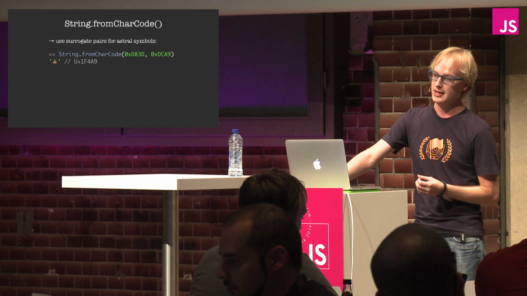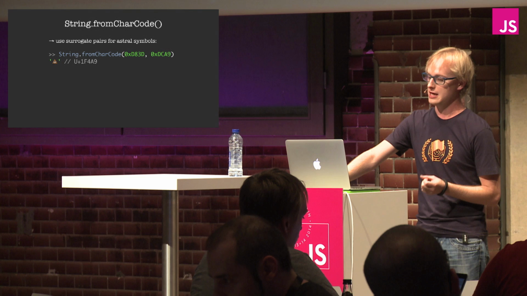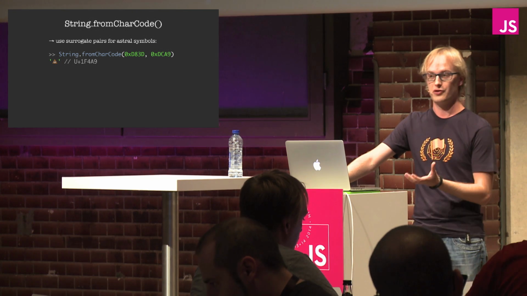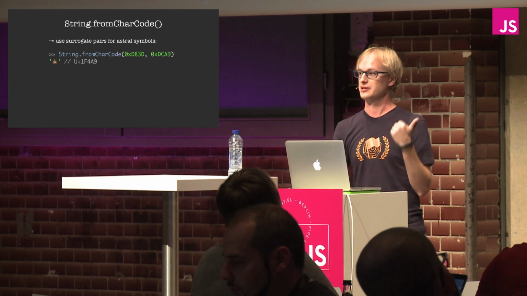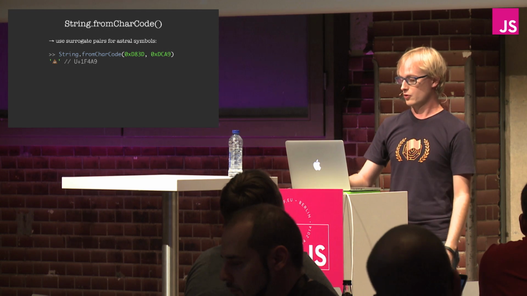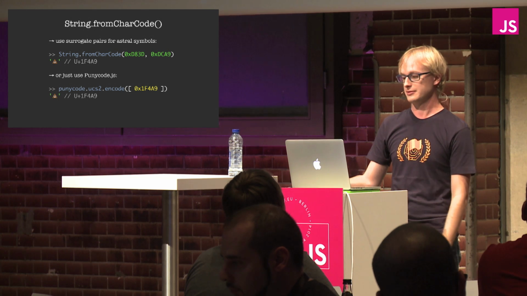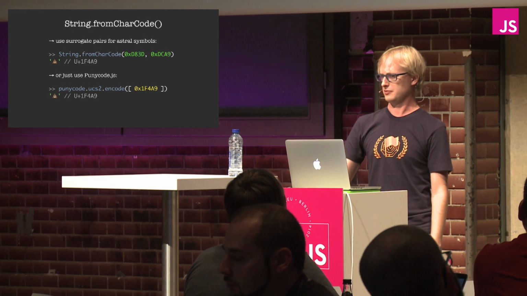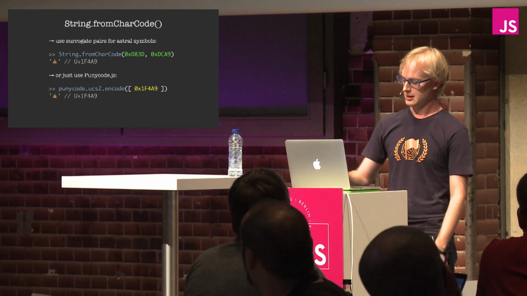The solution here is to calculate the code points for the surrogate halves yourself and pass them as separate arguments. And this is really unfortunate because it means you have to implement those formulas that I showed you earlier. Of course, you could use a third-party library, but again, this is introducing a dependency just to create a string out of a number, which really shouldn't happen.